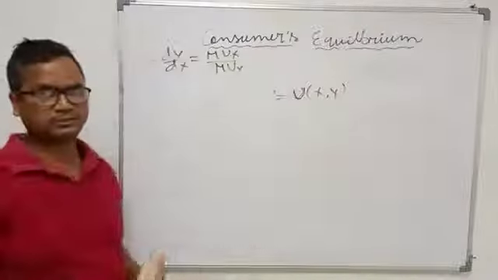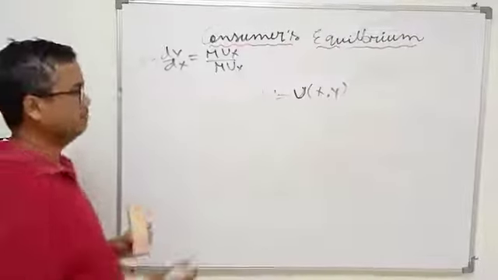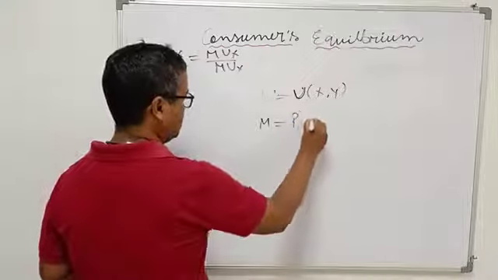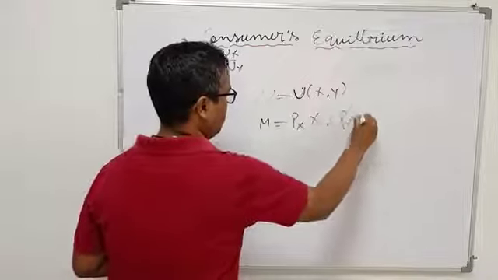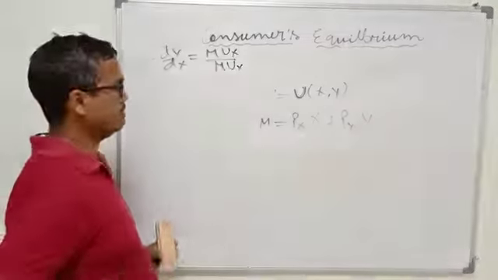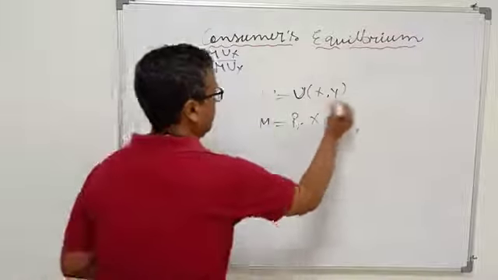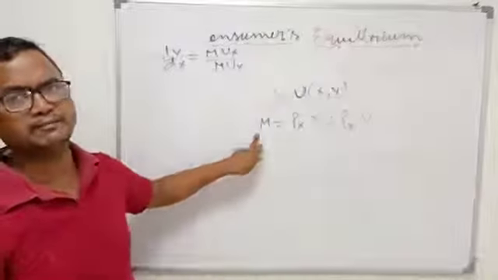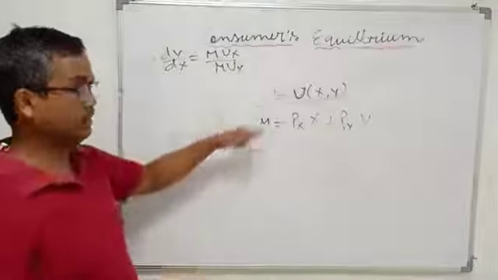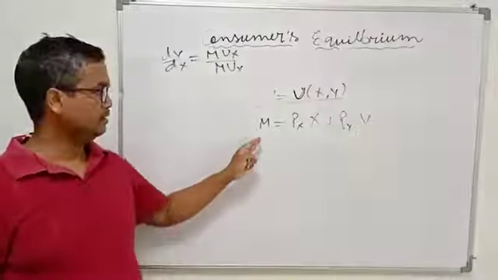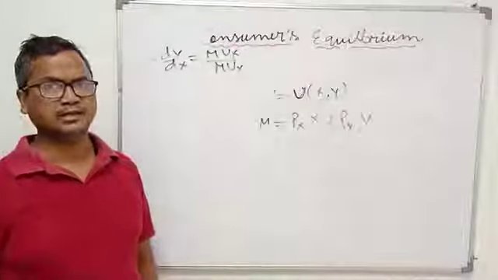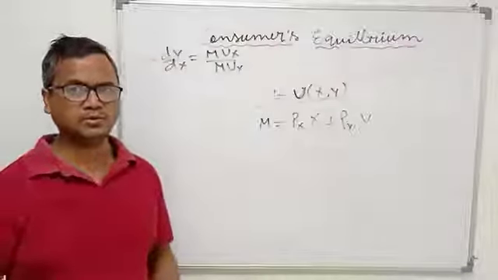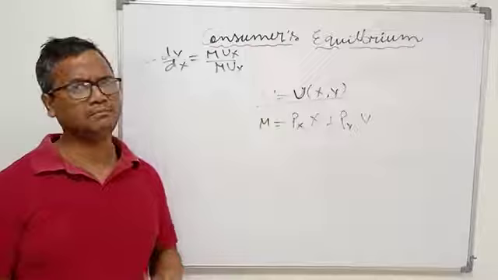In order to maximize utility, you have some given money income. Money income, as we already discussed, M equals price of x into x plus price of y into y. This is your subject to. As a consumer, our target is to maximize utility subject to our budget constraint. When there is a constraint given in the form of equality, you cannot directly optimize the utility. For that purpose, you have to use the concept of Lagrangian multiplier.